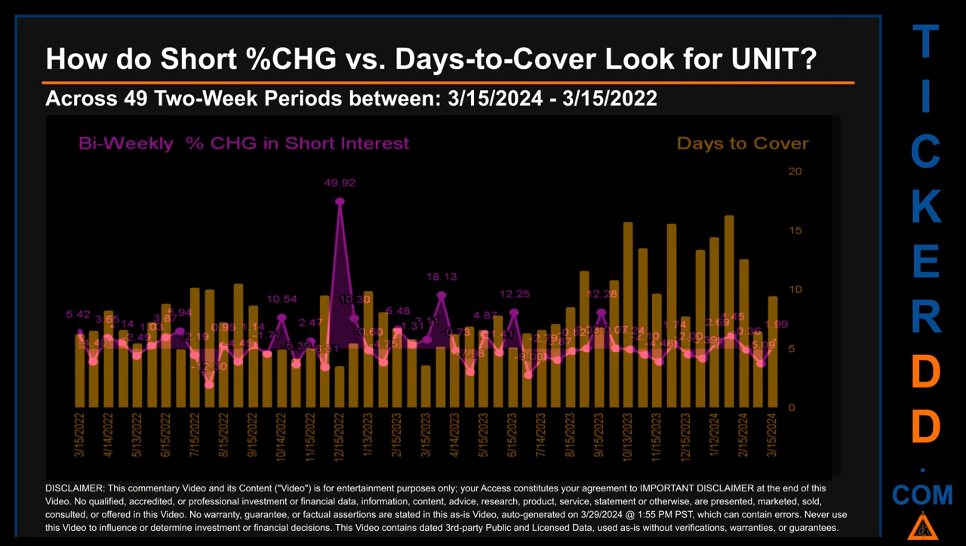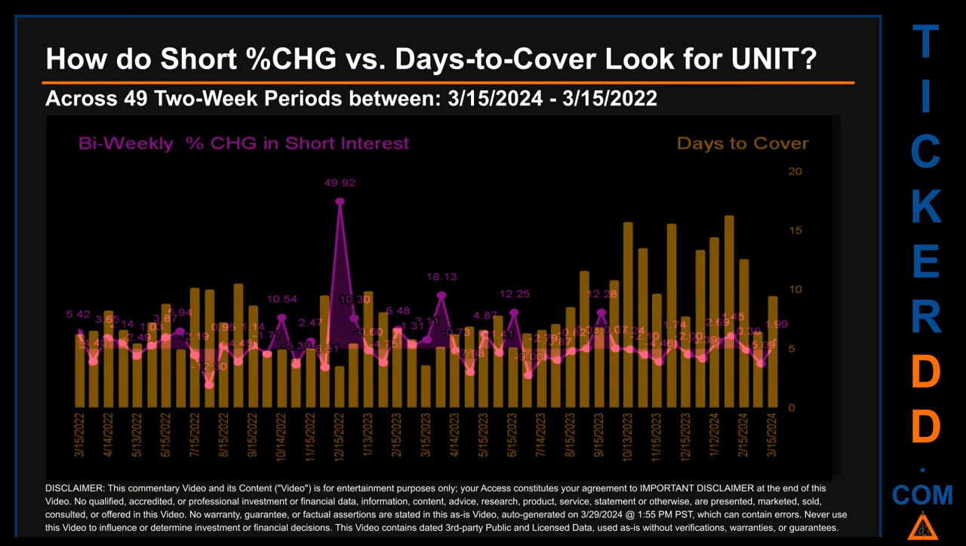Zooming out, I looked across 49 2-week snapshots, from latest found, March 15, 2024 to oldest found, March 15, 2022. In the graph, I overlaid bi-weekly percentage change in short interests against days to cover. Across these 49 2-week snapshots, the average percentage change of short interest was about 1.58%. Other interesting data points include: the largest percentage increase in short interest was 49.92%.